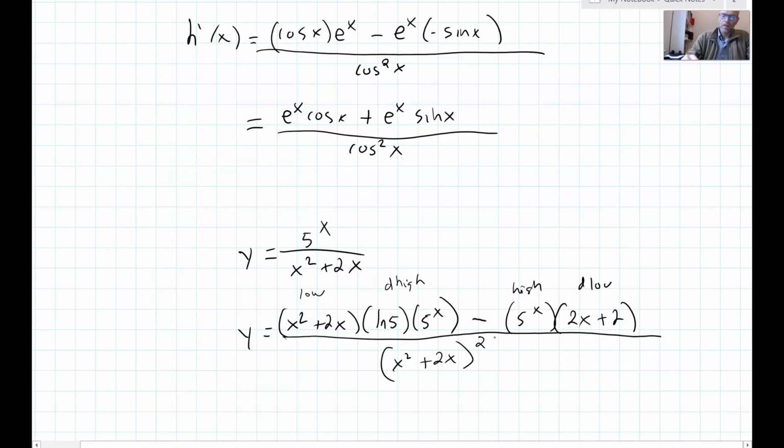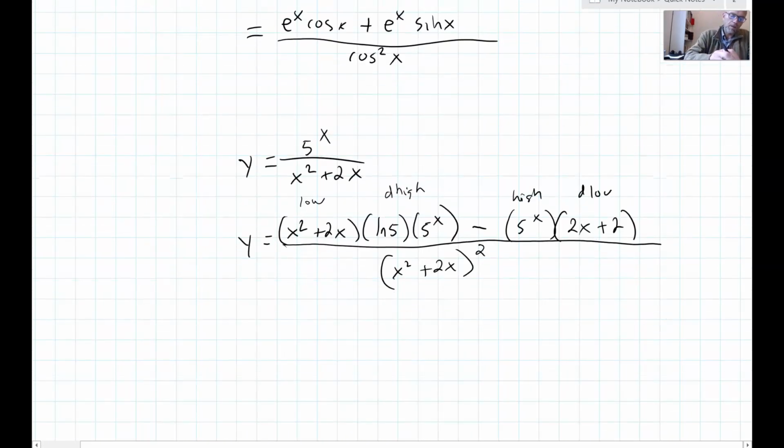Okay? Now I need to clean this up a little bit. Whoops, that was not y, sorry. That should have been dy dx, right? So, still writing dy dx. Let's clean it up a little bit.